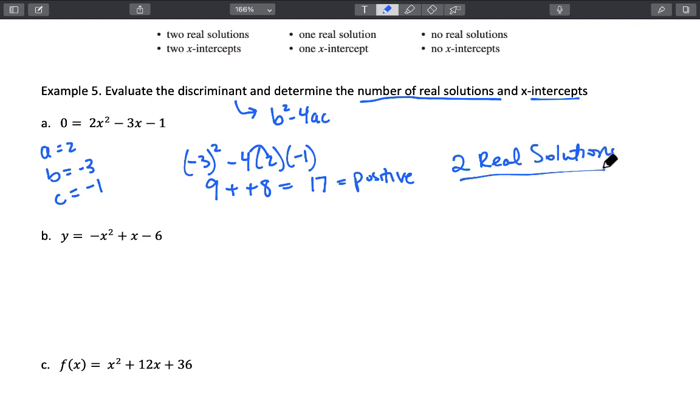Now from here, we could go ahead and use the quadratic formula to find out what those 2 real solutions will be.